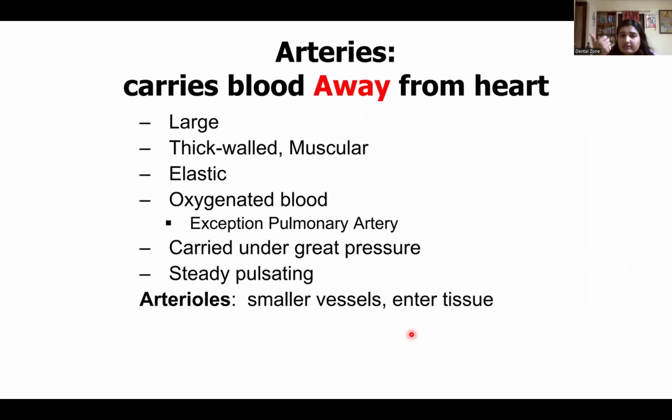The arteries are large, thick walled, and elastic, and they carry oxygen. The exception is the pulmonary artery. They carry blood under great pressure. Whenever an artery is cut or bleeds, the blood can shoot out so fast and so greatly that it can even hit the ceiling of the room where the patient is being operated on, right? So you can understand with what pressure the blood must be flowing in an artery. And it will be pulsating, steadily pulsating.